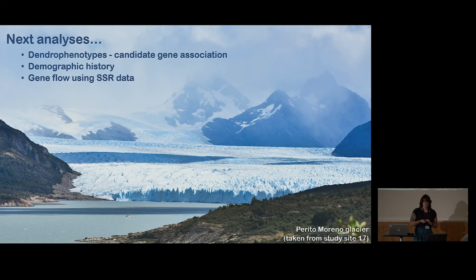So the next analyses that I'll do, I have dendrophenotypes and candidate gene association. So I'll look at basically phenotype-genotype association, looking at those wood genes again that were supplied to us from our partners at INTA. Also looking at demographic history. So going further with the admixture, looking at the past glaciation events, where the refugia maybe were, how those populations grew back together after the glaciers retreated. And also looking at gene flow using SSR data. There's not much information currently in this species related to gene flow.